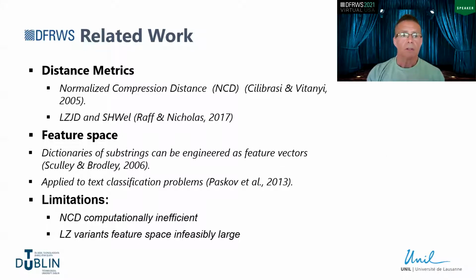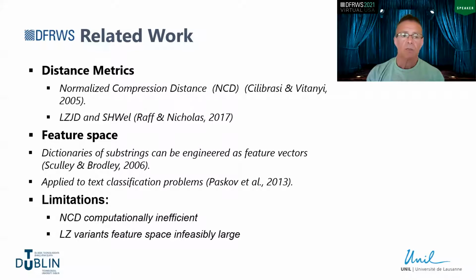In terms of compression as a feature space, there has been work done to show that the dictionaries produced by some of the algorithms, such as the Lempel-Ziv variants, can be engineered as feature vectors. And that was the case with the likes of LZJD and Schwell. The authors used min hashing and feature hashing in order to convert or engineer those substrings into features that could be used for classification. We've seen the LZ algorithm being used for text classification problems as well.